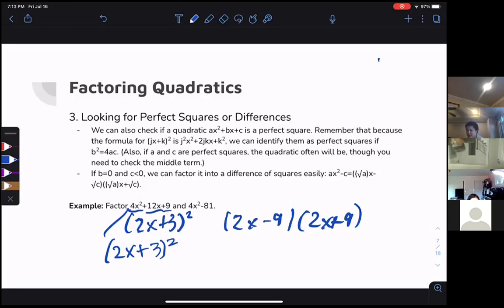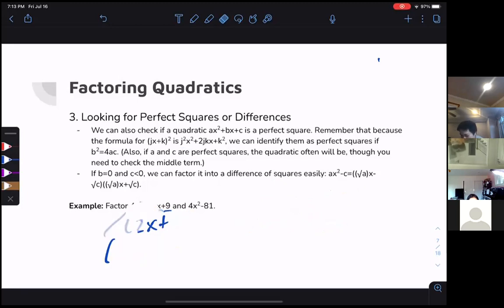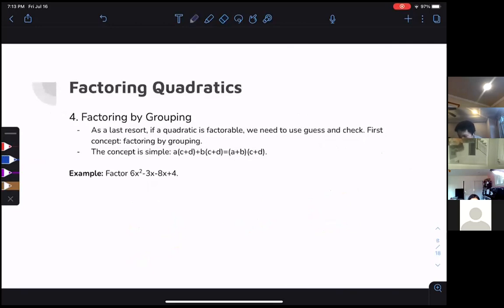For 4x squared minus 81, we see that 4x squared is 2x entirely squared. 81 is equal to 9 squared, and that just directly gives this. So yeah, I hope that was easy enough to do and understand. We'll see more of factoring things that don't have squares in them in the next couple of slides, and more complex applications of this. So now is factoring by grouping.